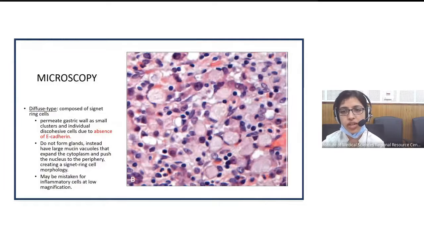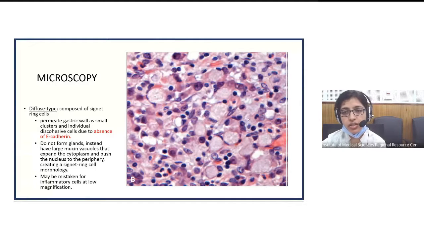But in diffuse type of gastric cancer, usually these cells do not form glands. They are all arranged singly in the form of sheets. That is, all the cells are just scattered as sheets. They're not forming any pattern. They're not forming any glands. Small clusters may be seen, but they are not more than 2 to 3 cells thick.